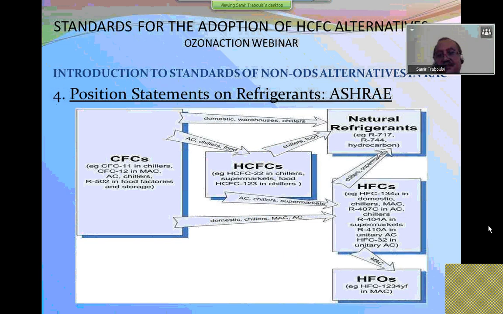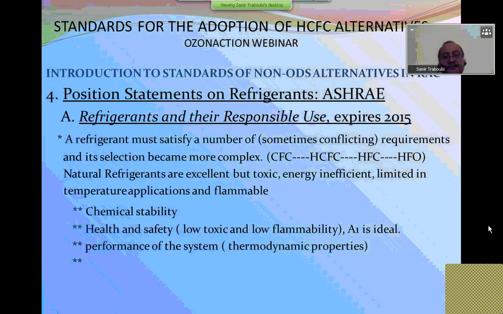Now, of course, some moved to HFCs, and we have seen what happened in regard to the global warming issue, and what is the need now of asking people to move to either natural refrigerants or ultimately HFOs in the future. So the first position statement, refrigerants and their responsible use, will expire in 2015. This is after being renewed a couple of times. It discusses the chemical stability, the health and safety issues, and the performance of systems of various refrigerants.